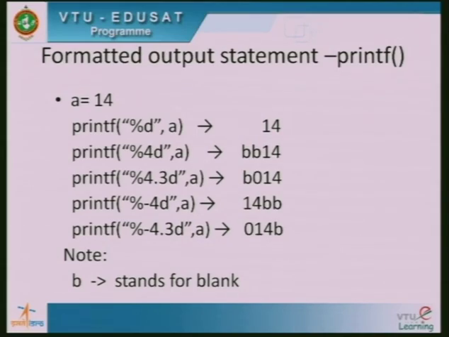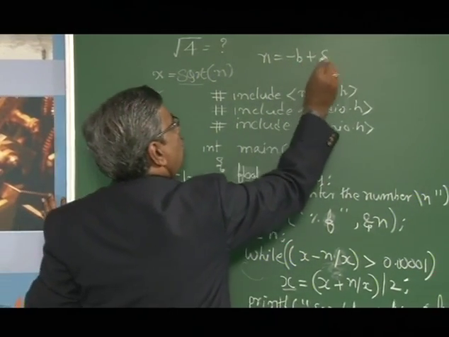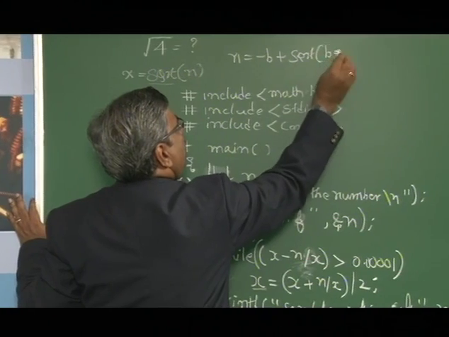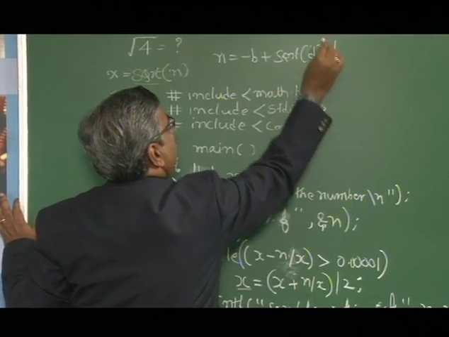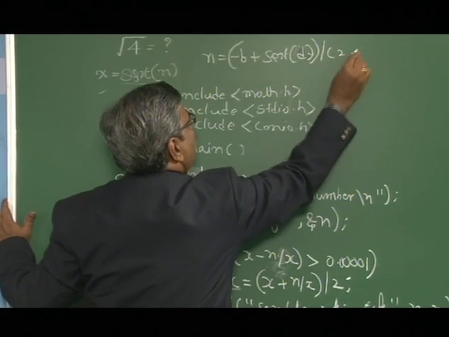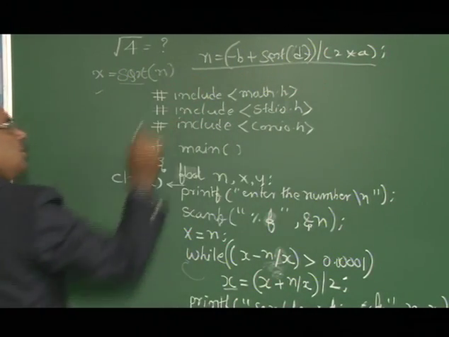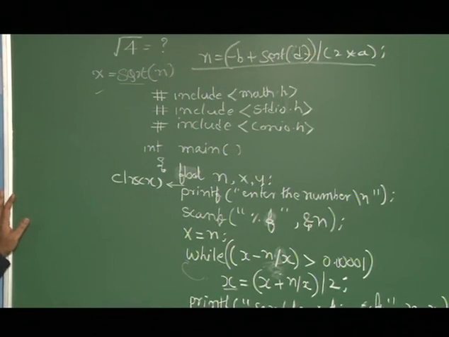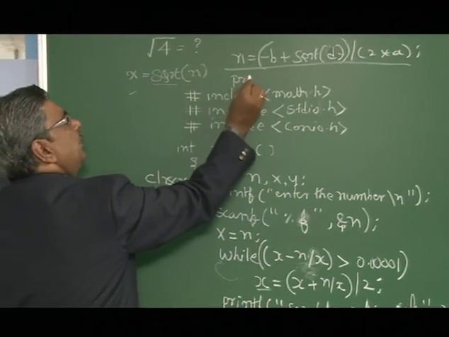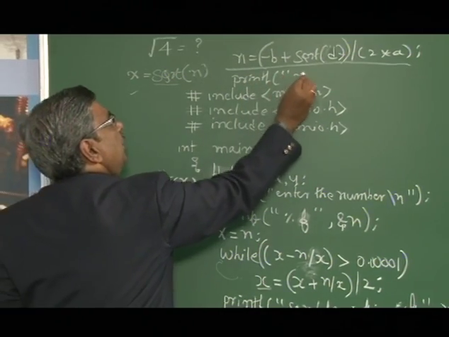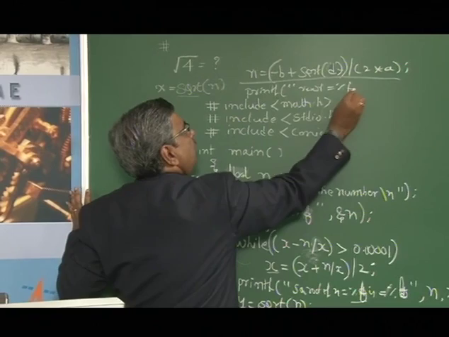So if you want your output to be printed in a well formatted way, what is to be done? In your programming, while finding the roots of a quadratic equation, you used r1 is equal to minus b plus square root of b square minus 4ac, the discriminant, and the whole thing is divided by 2 into a. That is the expression you used to calculate the roots of the quadratic equation. While printing, you have done like this: printf root equal to %f, r1.